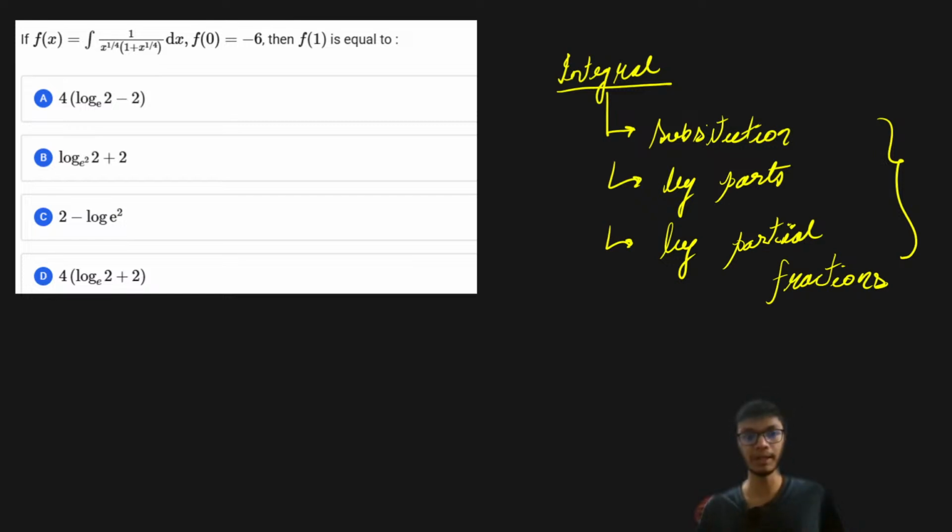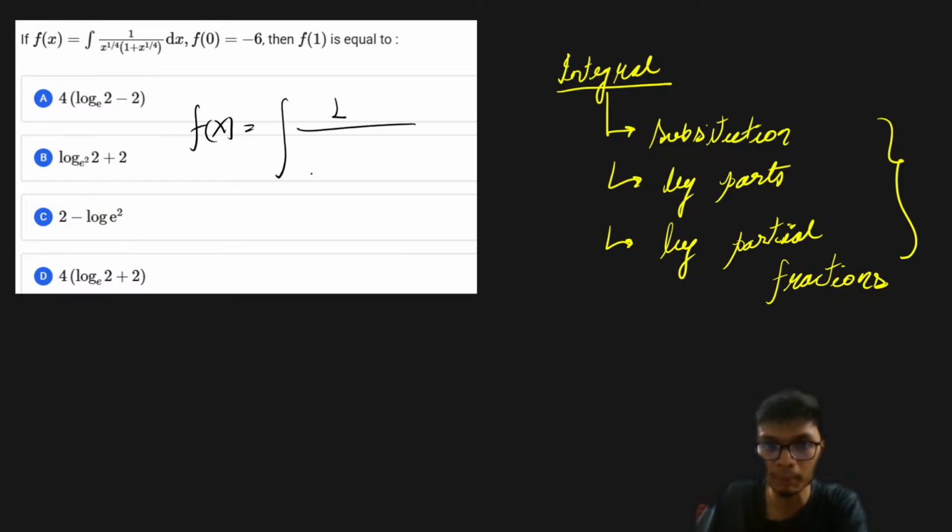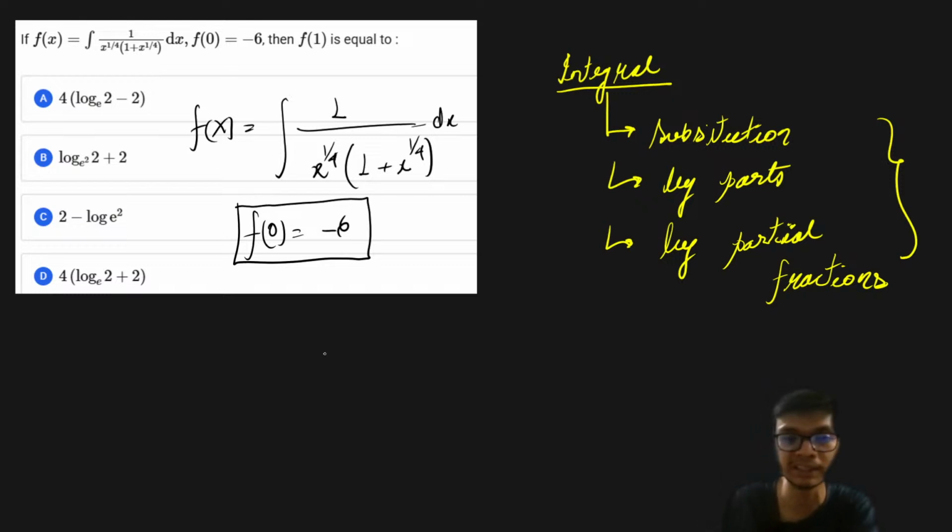As you can see the problem over here, we are given a particular function f of x, which is defined as the integral of 1 upon x to the power 1 by 4 multiplied with 1 plus x to the power 1 by 4, into dx, right? And it is said that f of 0 is equal to minus 6. So at x equals 0, the function value is equal to minus 6. And then we have to find the function value at x equals 1.